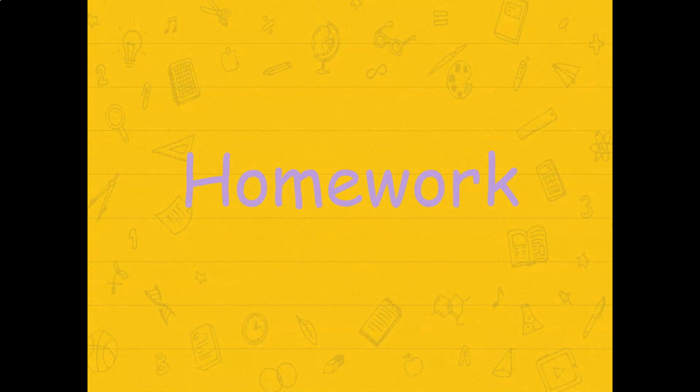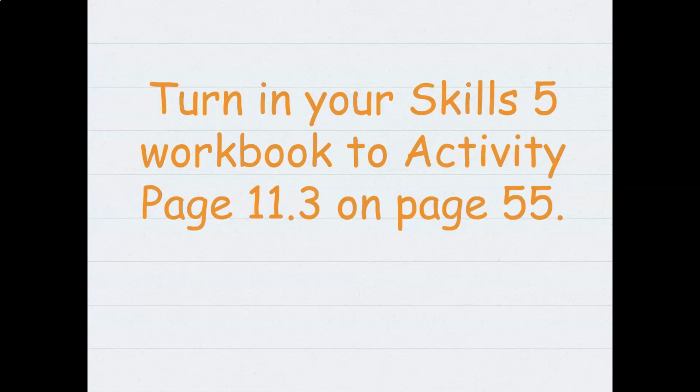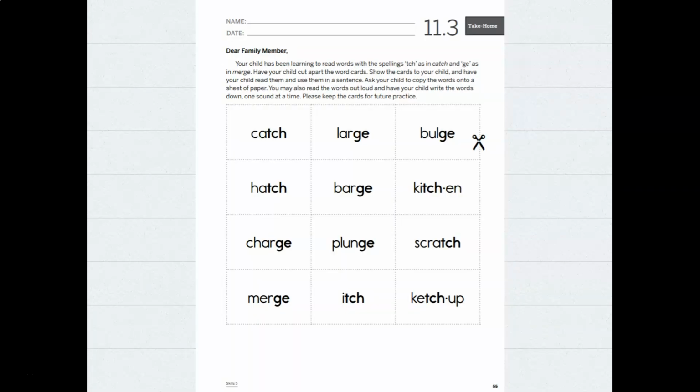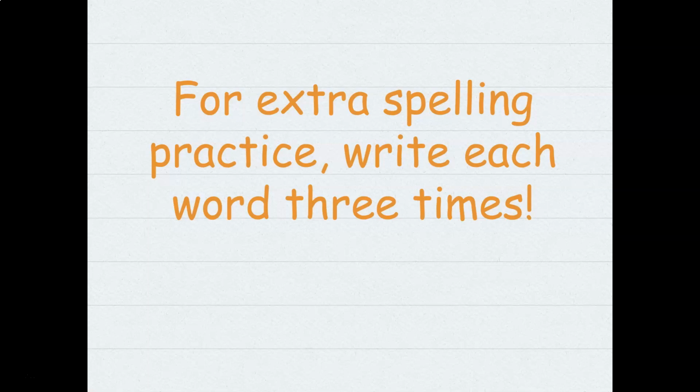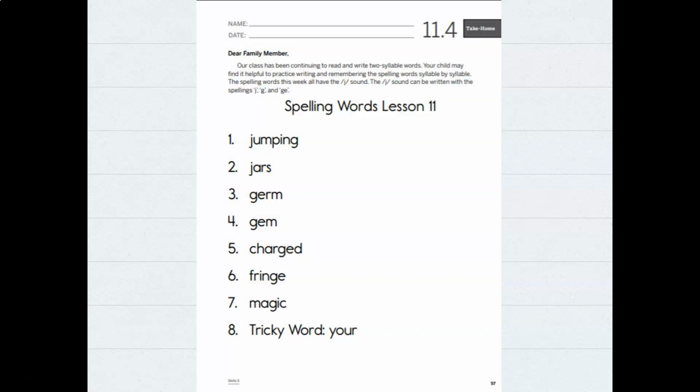Now let's look at our homework. Turn in your Skills 5 workbook to activity page 11.3 on page 55. On this page, you will see words that have spelling alternatives for the ch and j sounds. Practice reading these words and using them in sentences. For extra spelling practice, write each word 3 times. For your list of words, you can turn to 11.4 in your Skills 5 workbook.